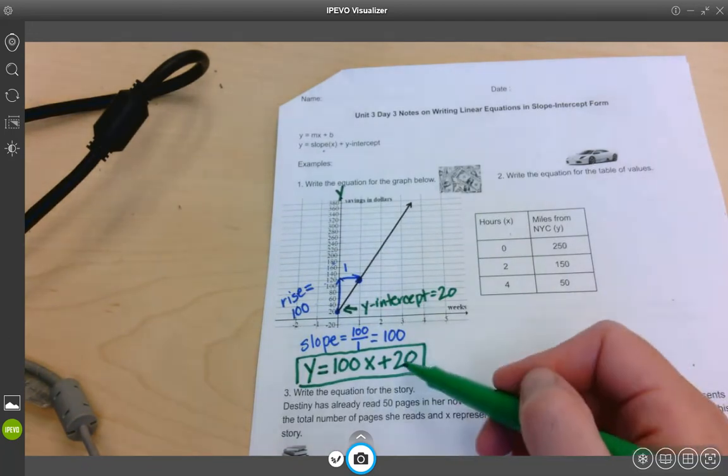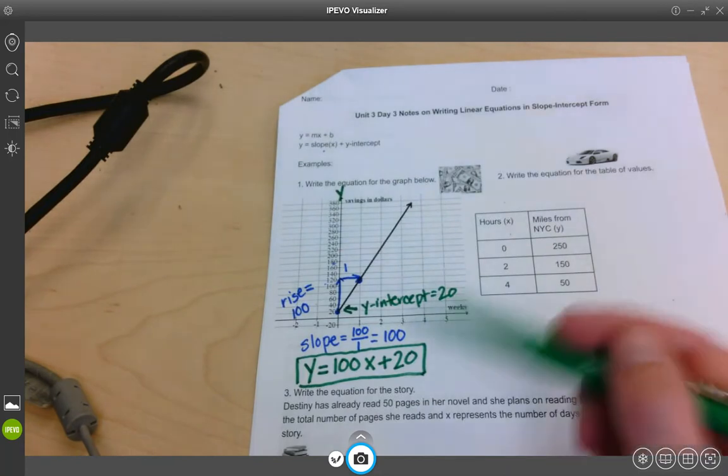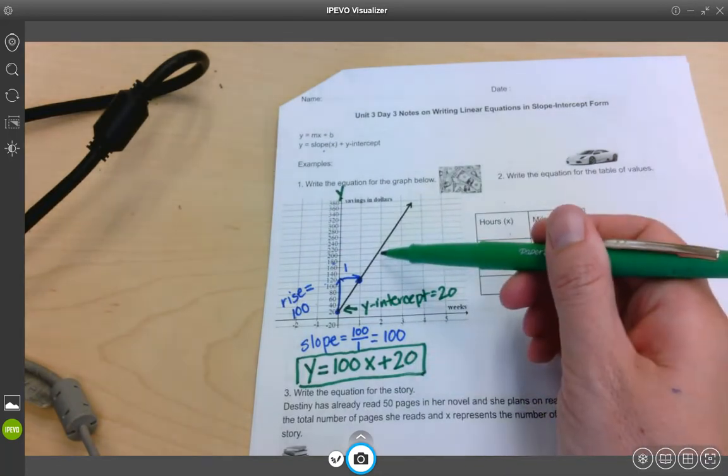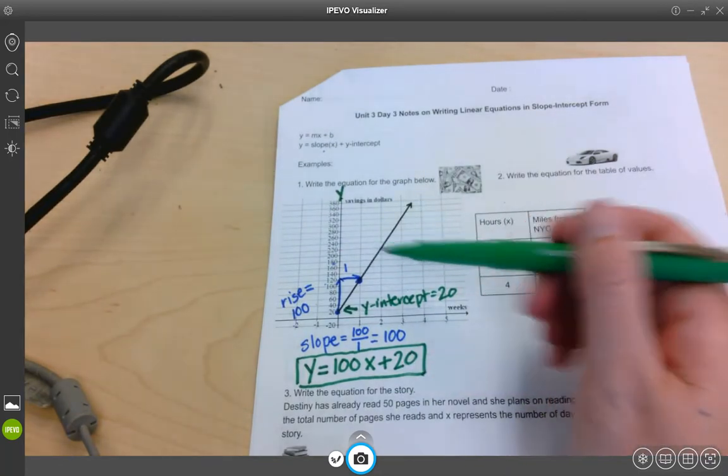So we did the warm-up backwards, right? In the warm-up, we took the equation and we drew the graph. And now we're taking the graph and we're writing the equation.